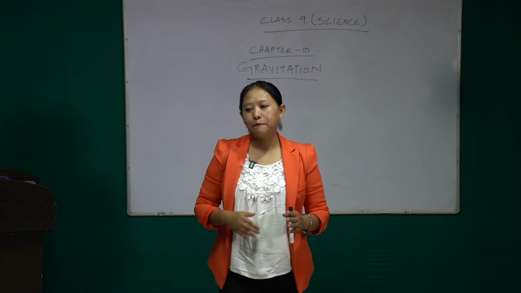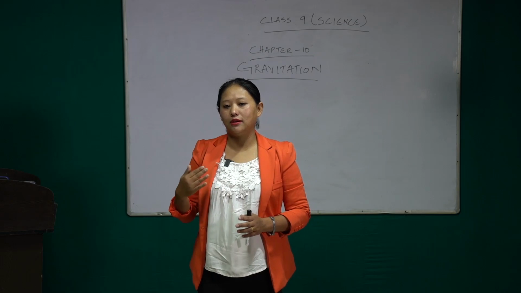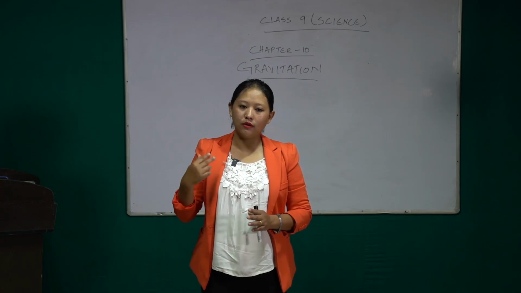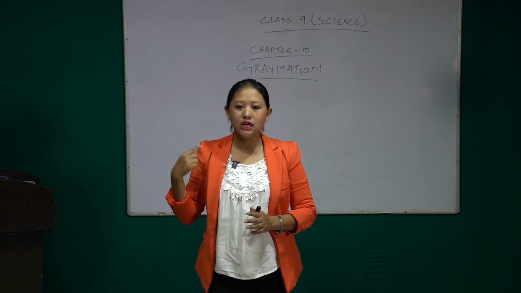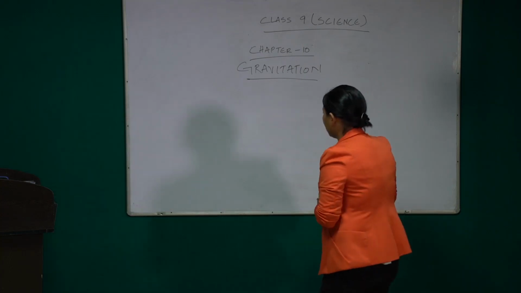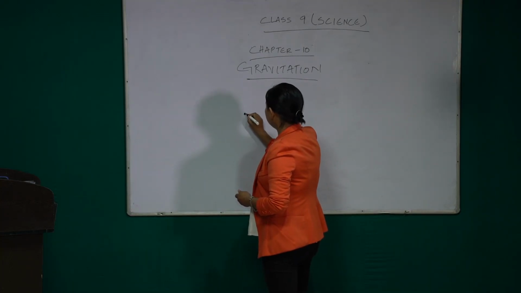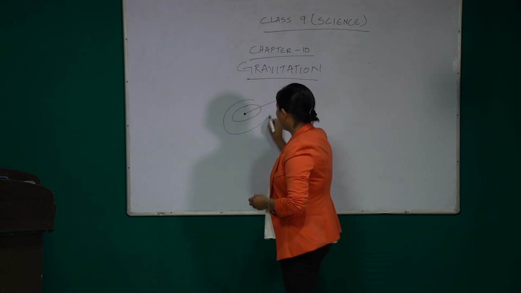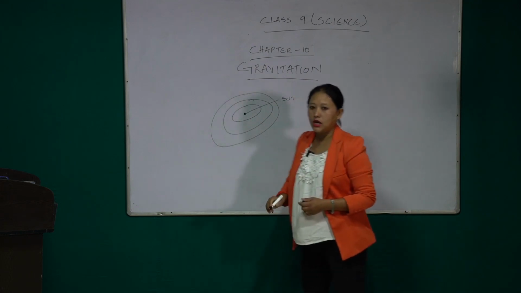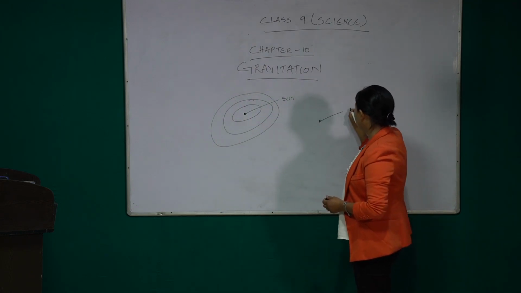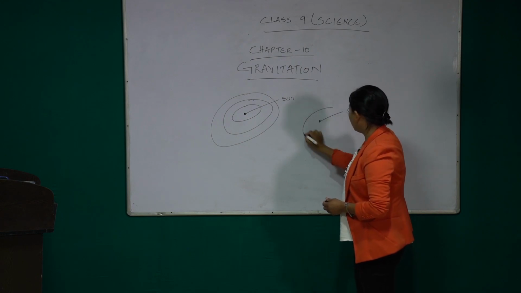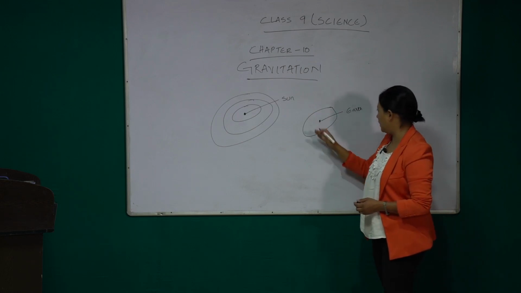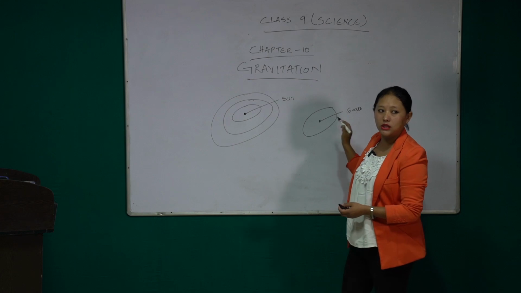And we also know that all the planets revolve around the sun, right? And not only that, but even the moon revolves around the earth in a circular orbit. When I say circular orbit, it means, say this is the sun and this is the earth. All the planets revolve around the sun in this way, that is, in a circular orbit. And say this is the earth, and even the moon moves around the earth in a circular orbit.